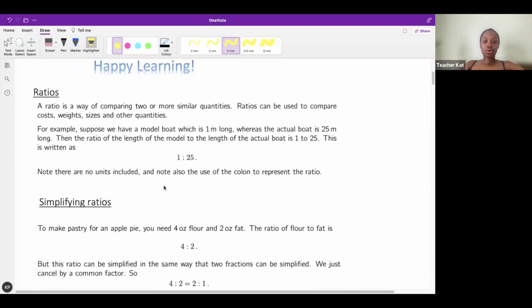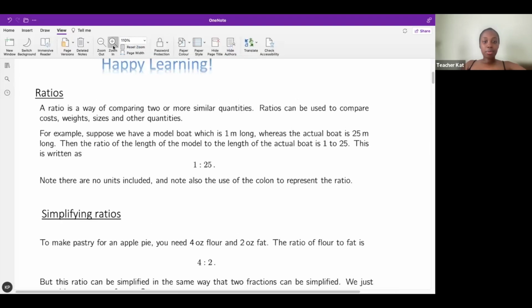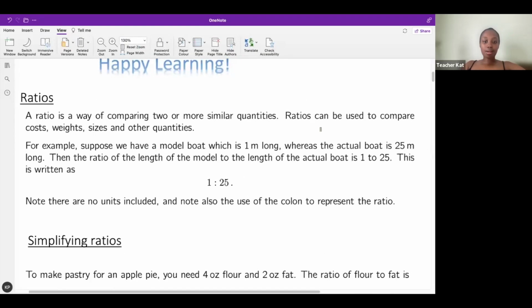Now, what is a ratio? I'm going to start with a definition. Then we're going to go on to examples. Then we'll talk about simplifying ratios, okay? So a ratio is a way of comparing two or more similar quantities.